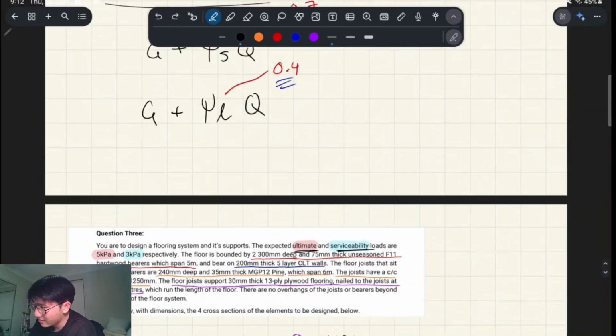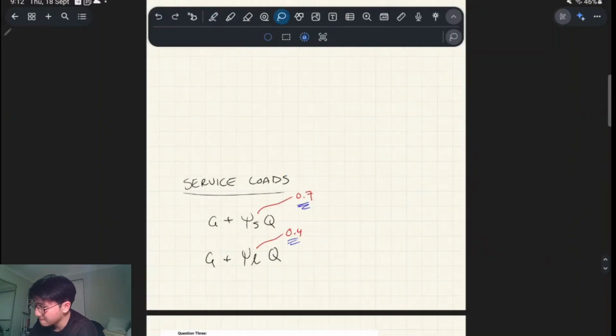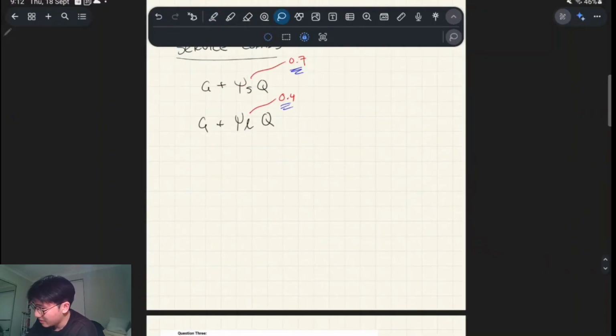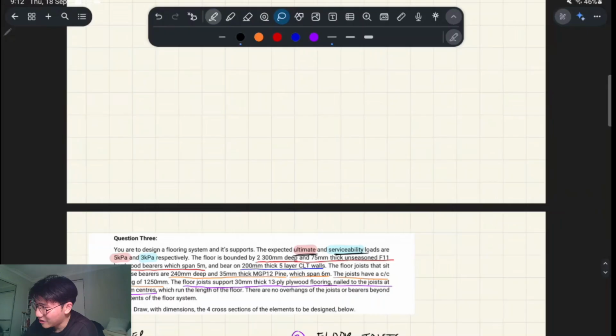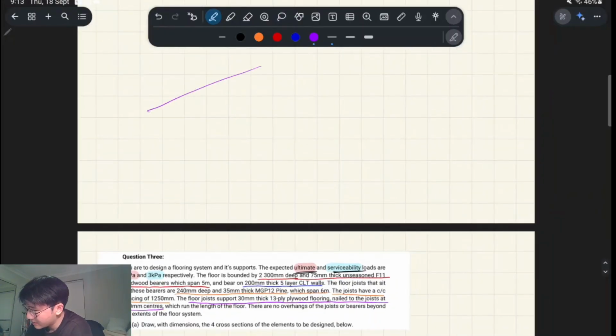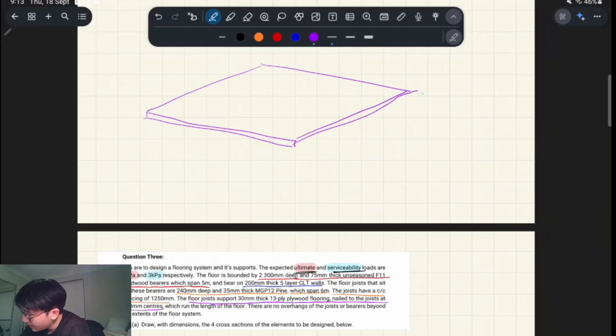Okay, so the first thing you gotta ask yourself when doing this question is, what are floor joists and bearers and stuff like that, right? So I think probably the most intuitive one that you can think of at the start is the plywood flooring, right? Because you kind of know what plywood is, you kind of know what a floor is, right? So it might look like that. And it's saying that this is 30 mil thick, 13 ply, so there's 13 layers of ply in this floor, right? So 30 mil thick is not very thick.